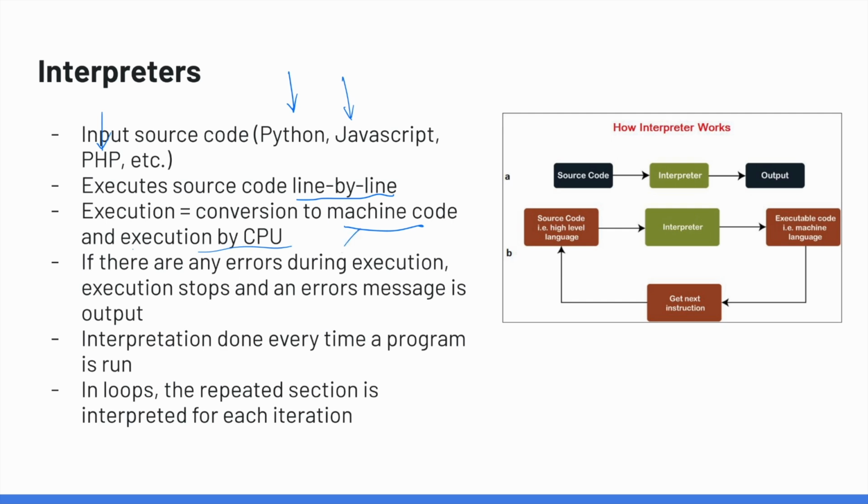Now, if there are any errors during execution of any of these lines, then the execution stops, we see an error message, and we need to fix that before we can run the program again. And this process of interpretation is done every time the program is run. So to give you a more insightful example of how it works, let's say we have a loop, right? Every time the loop runs, in every iteration, we're going to be interpreting that section again. So for example, if we have some Python code that's supposed to run 5 times, each time the code that sits inside the loop is going to be interpreted so it can be executed.